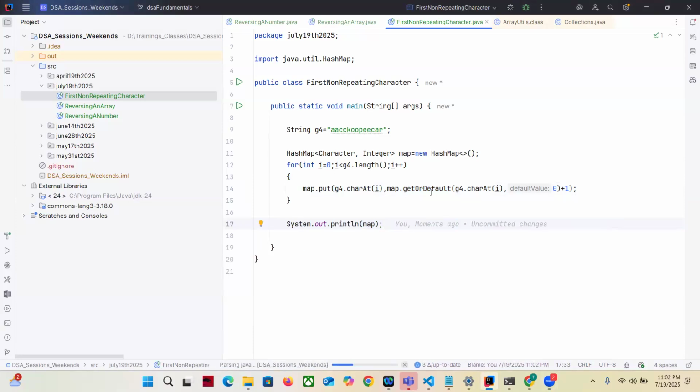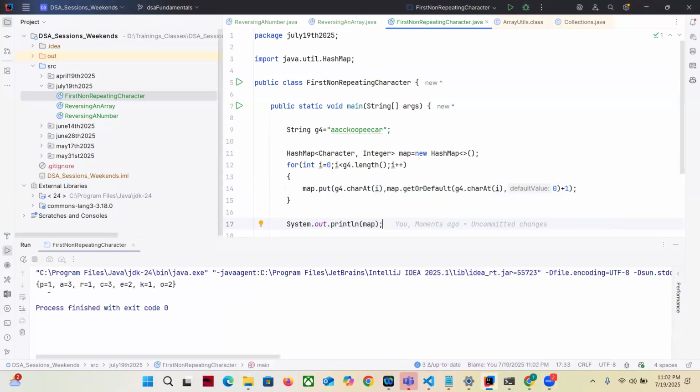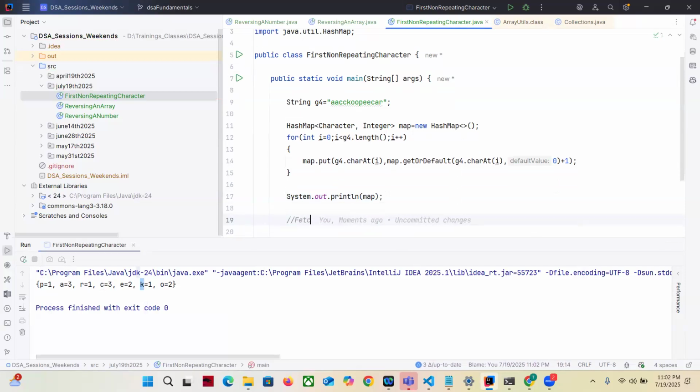Now, if I try to print the map, what will happen? As you all said, you'll get the count of all the characters. Perfect. Now, in this, I want the list of keys whose value is 1. Got it? Fetch the list of entries whose value is 1. Clear?